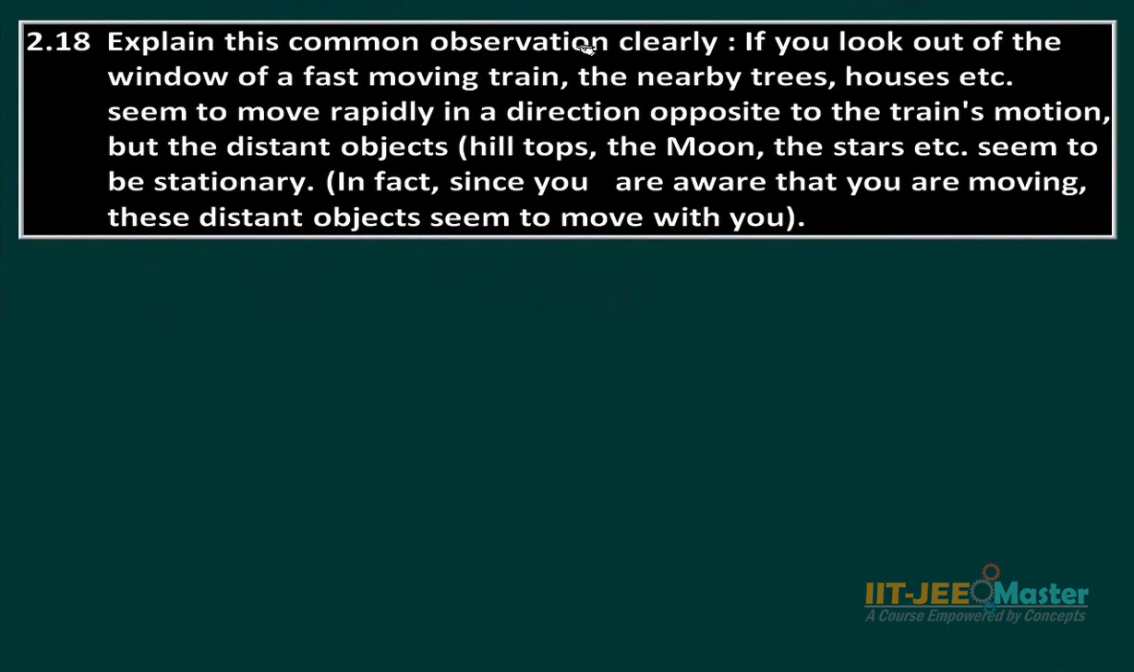Explain this common observation clearly. If you look out of the window of a fast moving train, the nearby trees, houses, etc. move rapidly in the direction opposite to the train's motion. But the distant objects, hilltops, the moon, the stars, etc. seem to be stationary. In fact, since you are aware that you are moving, these distant objects seem to move with you. Let us see how things appear to us.